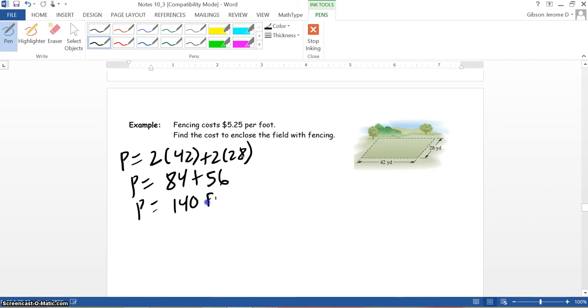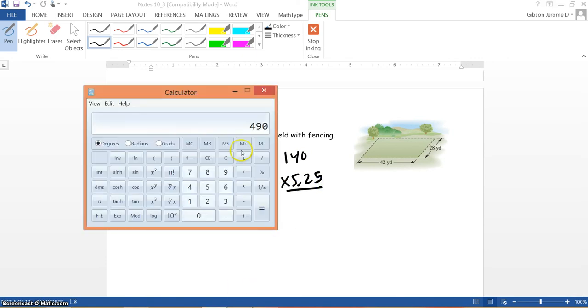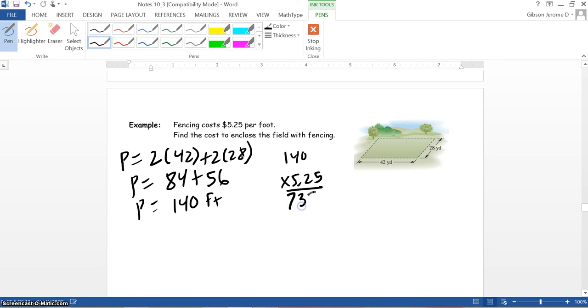And that's 140 feet. Now we want to find out how much this costs. So we take 140 times $5.25. So now we multiply 140 times $5.25. That will give us $735. And that will be the total cost.